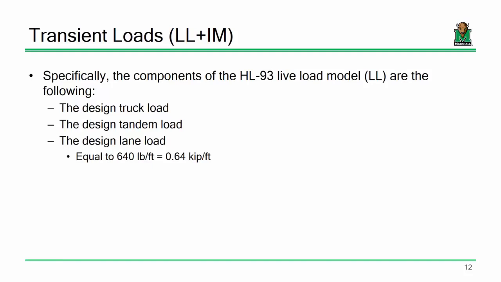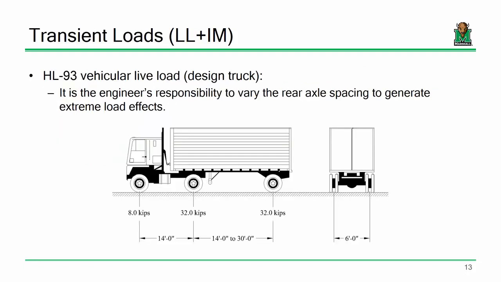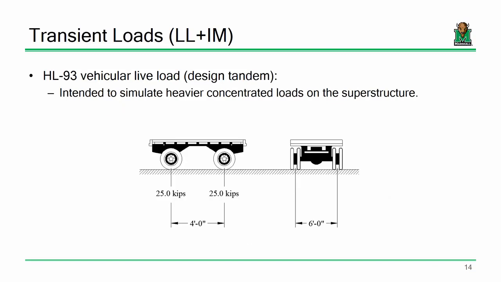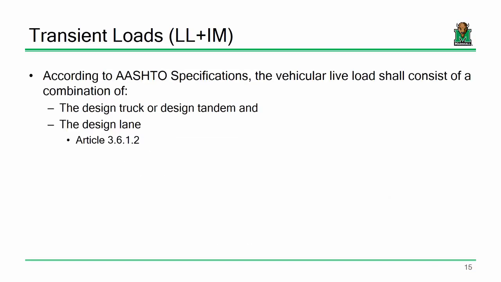I'm going to real quickly summarize the stuff we talked about last time. So the 3 components of the HL93 are the two vehicles, the truck and the tandem, and a lane load of 640 pounds per foot. So here's the truck, front axle of 8 kips, 2 rear axles of 32. Front axle spacing is a constant 14 feet. Rear axles vary between 14 and 30. And in most cases, what's that rear axle spacing going to be? 14. You're going to lump those loads as close together as you can to maximize the force effect. Tandem, 2 25 kip axles, 4 feet apart.